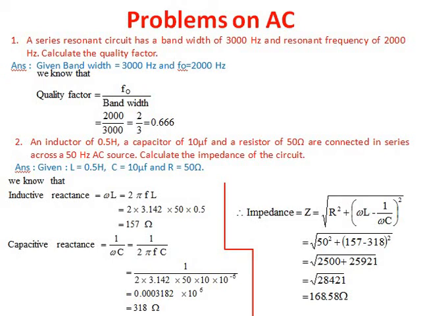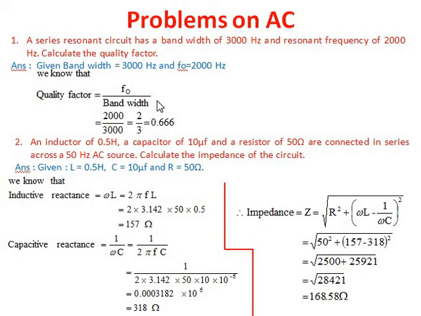A series resonant circuit has a bandwidth of 3000 Hz and a resonance frequency of 2000 Hz. Calculate the quality factor. So what are the things they have given? Bandwidth is equal to 3000 Hz and resonance frequency F naught is equal to 2000 Hz.